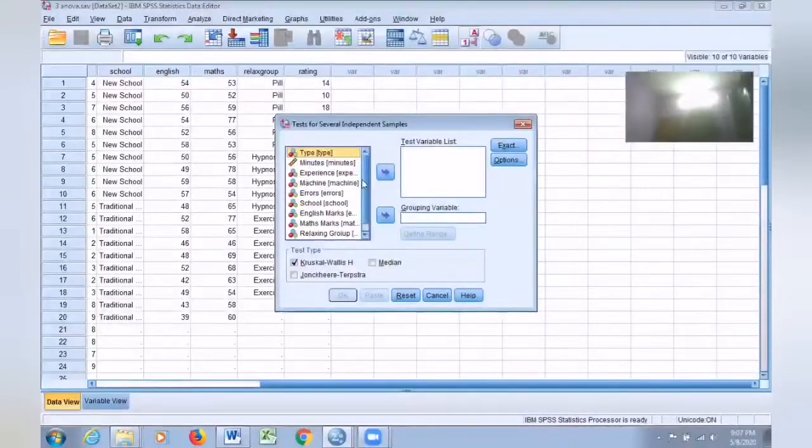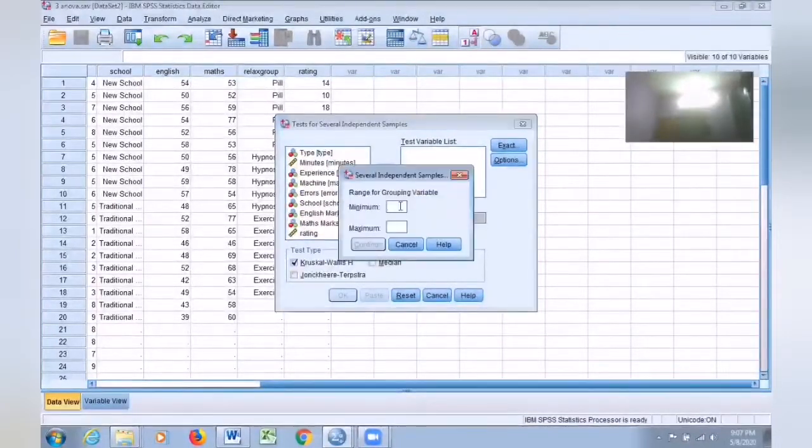Here, there are two variables. One is the relaxing group. There are three groups, and their rating. So select the relaxing group and send it to the grouping variable. You define the range 1, 2, 3. I have given 1, 2, 3 for those three groups.